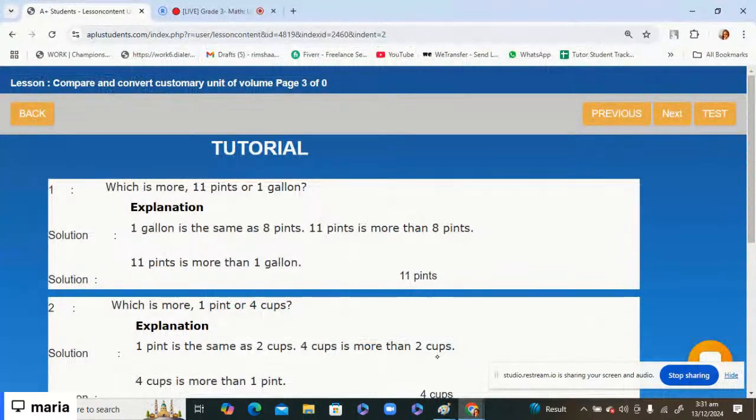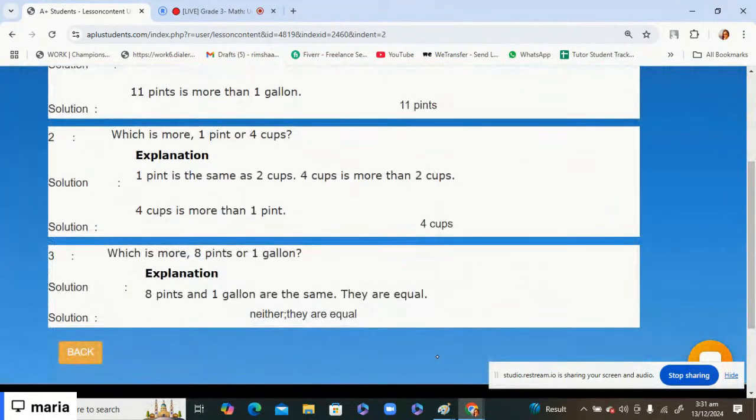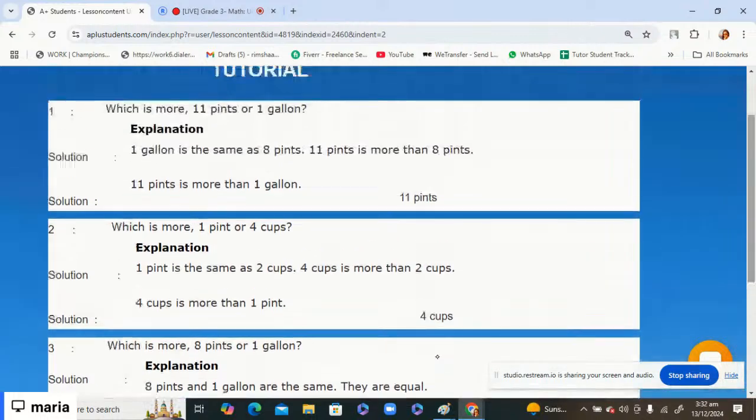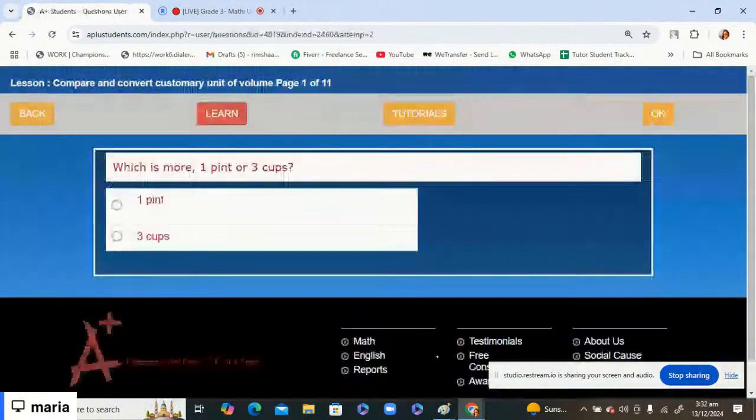Okay, let's do the next. Which is more, 1 pint or 4 cups? As we know, 1 pint is equal to 2 cups, so here 4 cups are given, so 4 cups is greater. Which is more, 8 pints or 1 gallon? As we know, 1 gallon and 8 pints are equal, so these are the same. I hope you guys understand. Let's do the test questions.